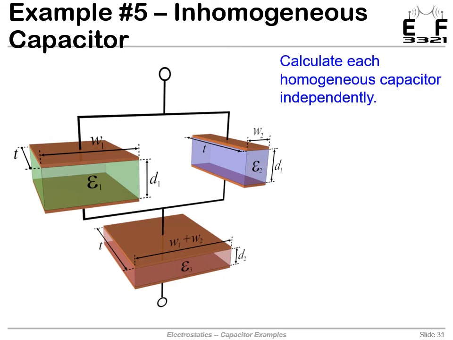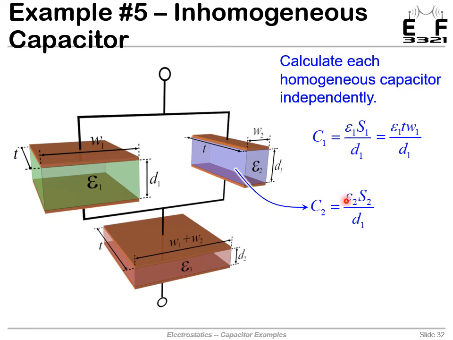So what we'll do is we'll use our equation for the capacitance of a parallel plate capacitor, and we'll apply this to each one individually, and then we'll use our circuit theory to calculate an overall equivalent capacitance. So for the first capacitor, epsilon S over D, however, S is T times W1. Move on to the second capacitor, epsilon 2 times area 2 divided by D1. And that area 2, or S2, is T times W2.